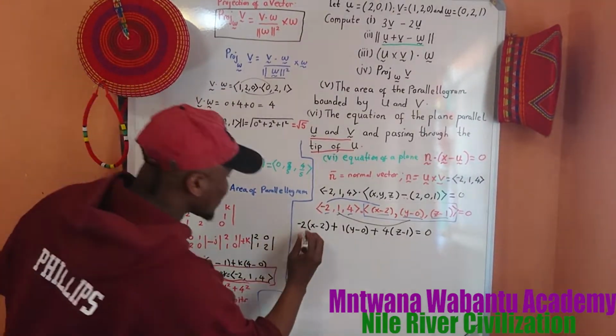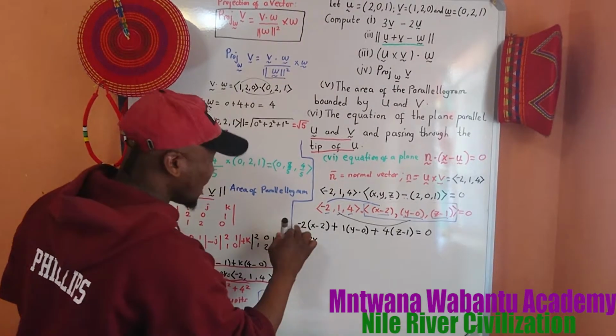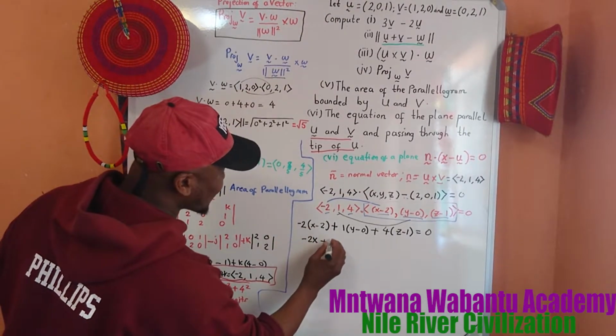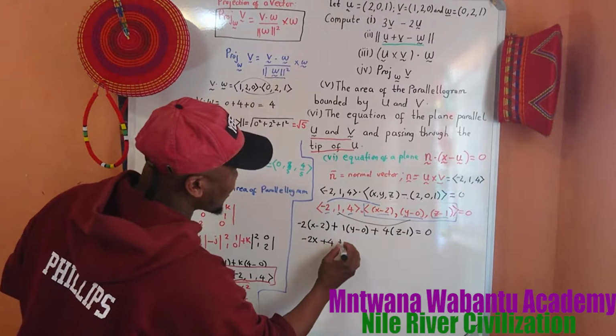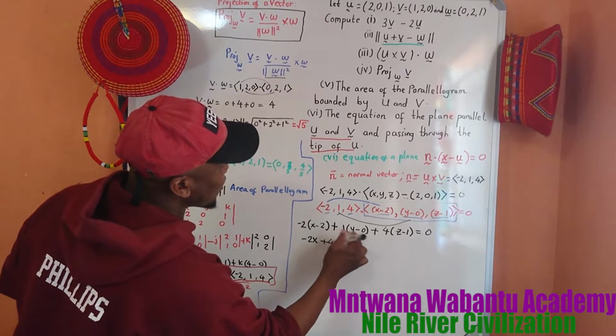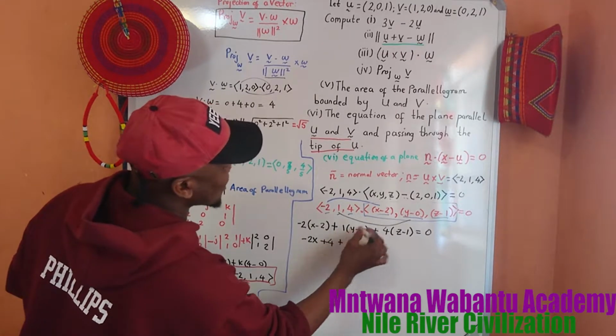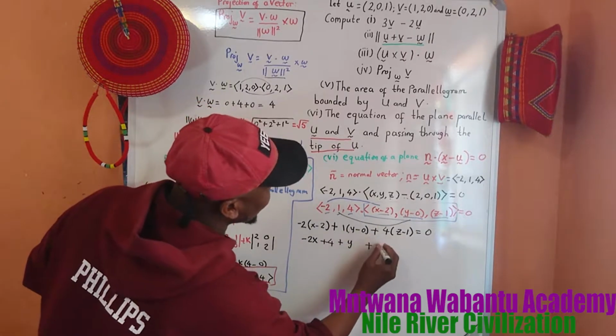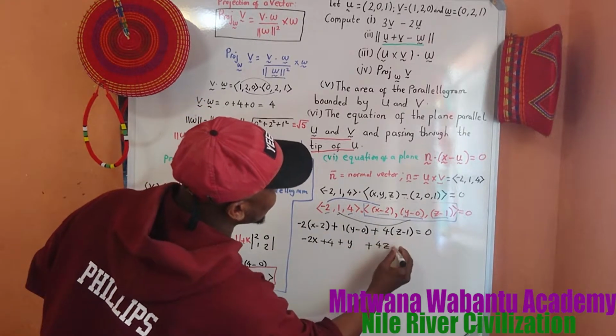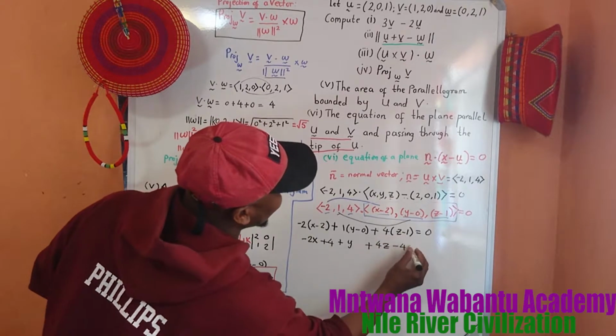It's going to be -2 times x, which is -2x. -2 times -2 is +4. Now we go for the next one. 1 times y is y. 1 times 0 is 0, so we don't need it. So plus 4 times z is 4z, and then 4 times -1 is -4.